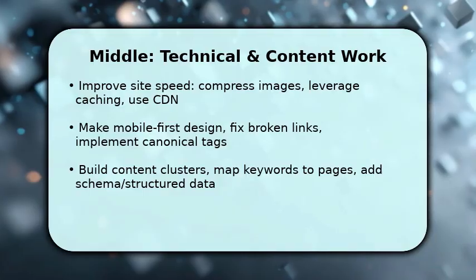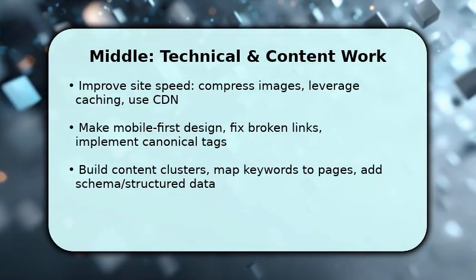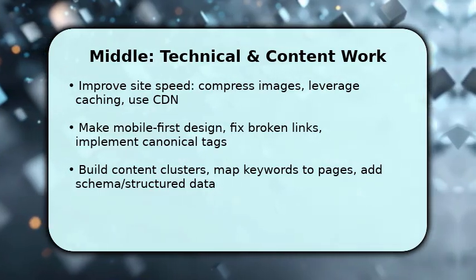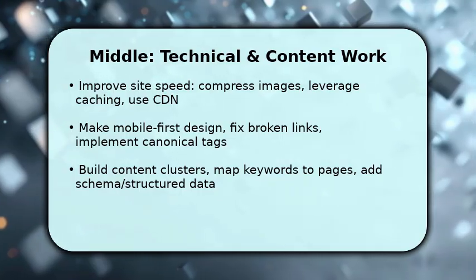You now tackle the meat of SEO: speed, mobile, and content architecture. First, improve site speed by compressing images, enabling caching, and using a CDN. Faster pages boost rankings and conversions.